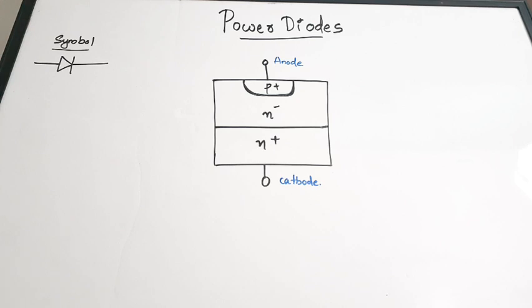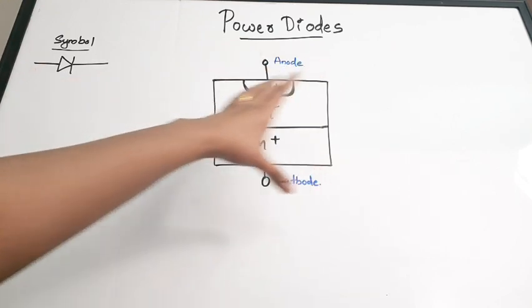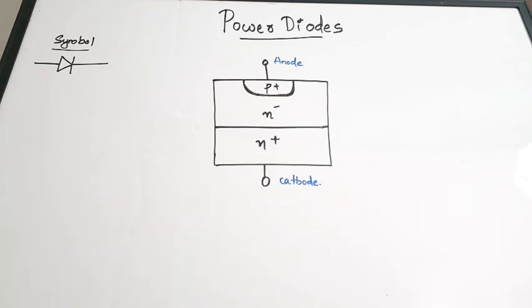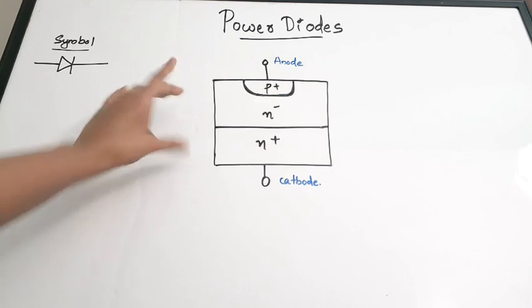The symbol of a power diode is exactly the same as that of a normal diode. But if you see the inner structure, the layered structure of a power diode, it is actually different from that of a normal diode. The power diode has power handling capabilities, and also a special capability called reverse recovery. This property can be used for performing various functions which come under power electronics. So this is the layered structure of a power diode.